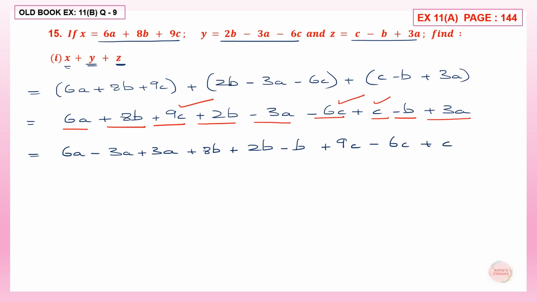Now let's work on the like terms. So here we have 6a minus 3a plus 3a. Minus 3 plus 3 becomes 0. So this gets cancelled. So what do we have? Only 6a here. We have 6a. Now let's go to this.